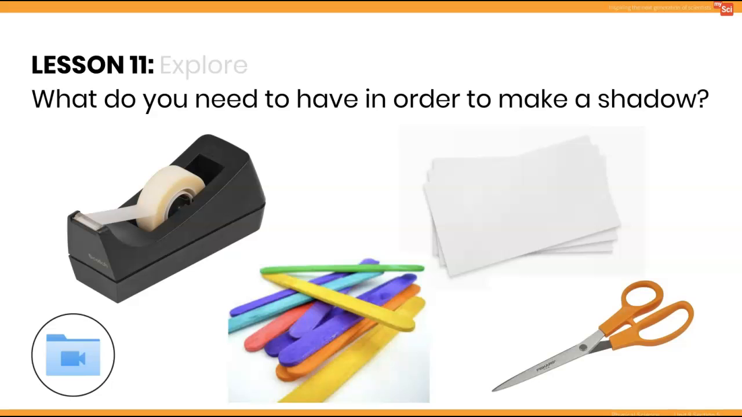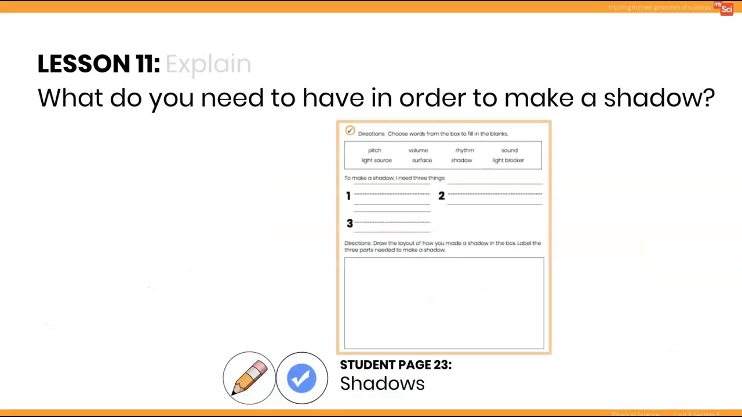As students are exploring, ask them questions to have them start identifying the light source, the light blocker, and the surface in their shadow. In the explain portion of this lesson, you'll ask the class, what do you need to make a shadow? Ask the students to describe what happened when they were using their puppet with their flashlight.